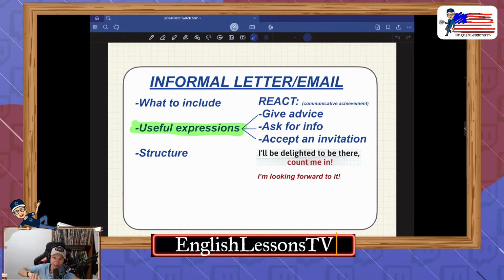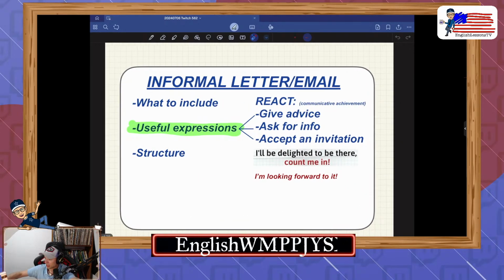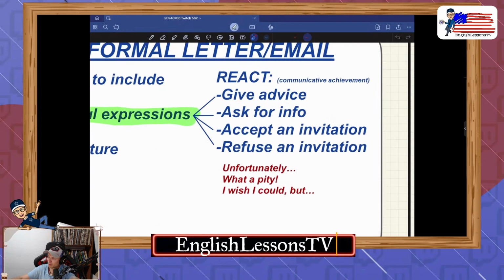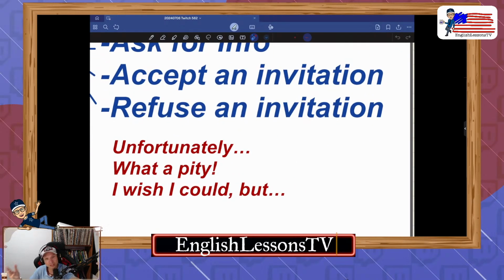which is at the same time a phrasal verb. Okay. Then let's see refusing an invitation. Unfortunately, I can't attend because I'm busy that day. Oh, what a pity. I'm busy that day. I wish I could, but I'm busy that day. Okay, these are three other ways of refusing an invitation.